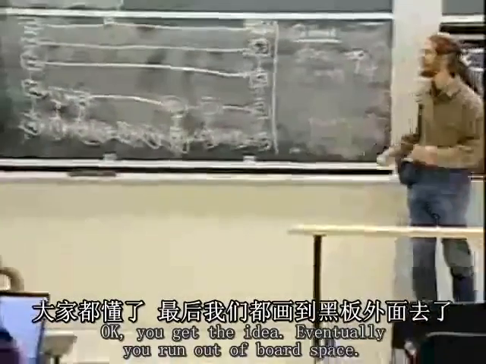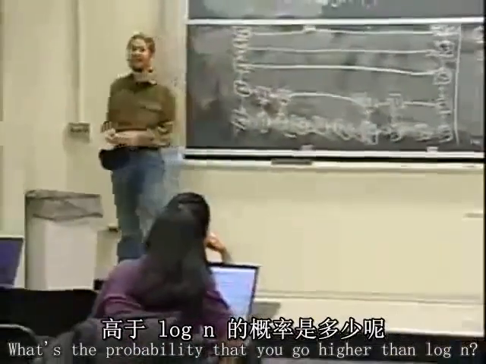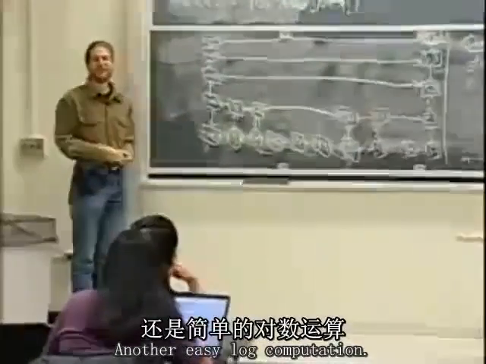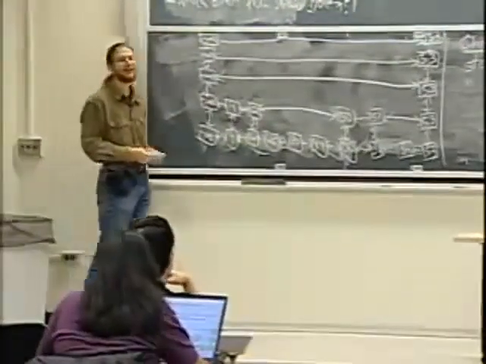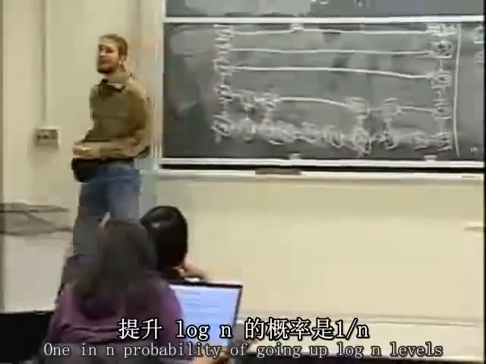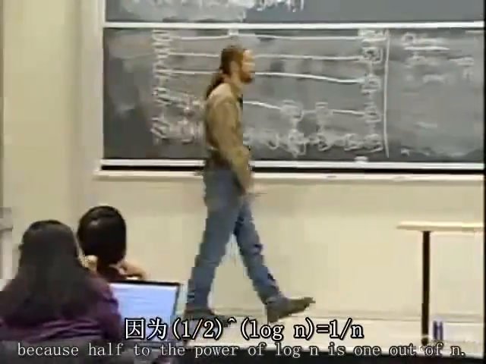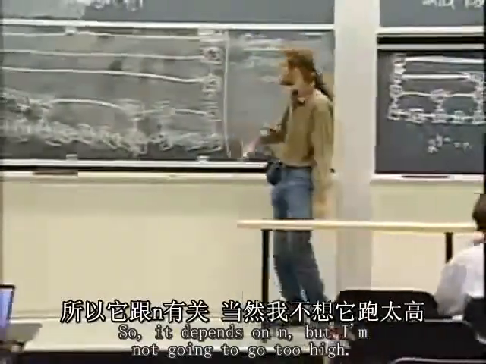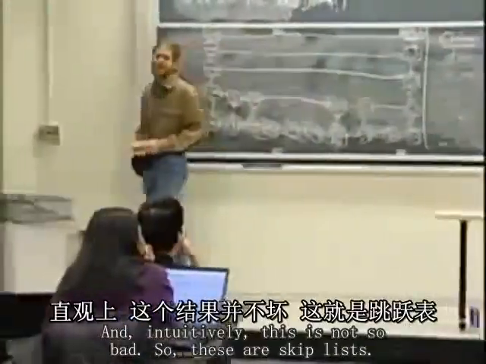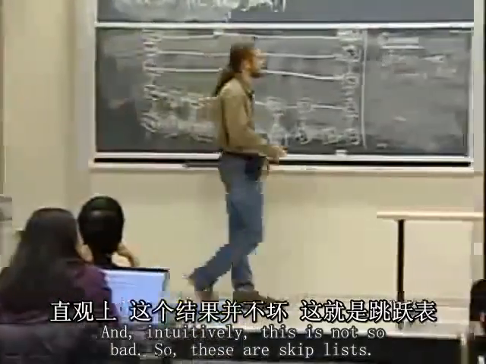Eventually you run out of board space. Now, it's pretty rare that you go too high. What's the probability that you go higher than log n? Another easy log computation. Each time I have a 50% probability of going up. 1 in n probability of going up log n levels, because a half to the power log n is 1 out of n. So it depends on n, but I'm not going to go too high. And intuitively, this is not so bad.